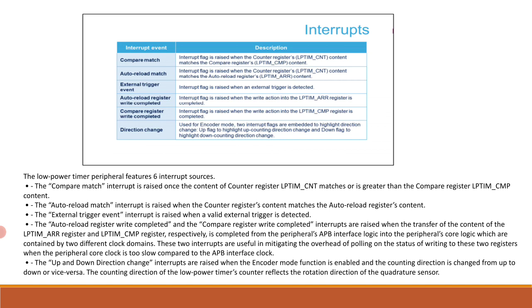These two interrupts are useful in mitigating the overhead of polling on the status of writing of these two registers when the peripheral core clock is too slow compared to the APB interface clock. The up and down direction change interrupts, that is direction change interrupts, are raised when the encoder mode function is enabled and the counting direction is changed from up to down or vice versa. The counting direction of the LPT's counter reflects the rotation direction of the quadrature sensor.